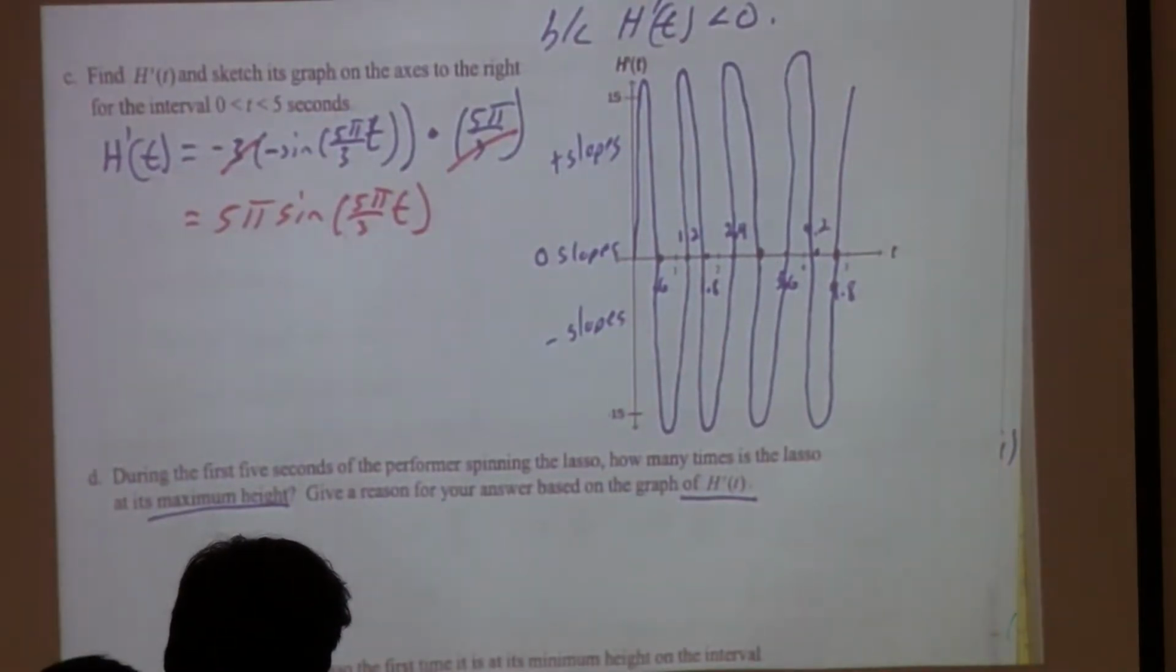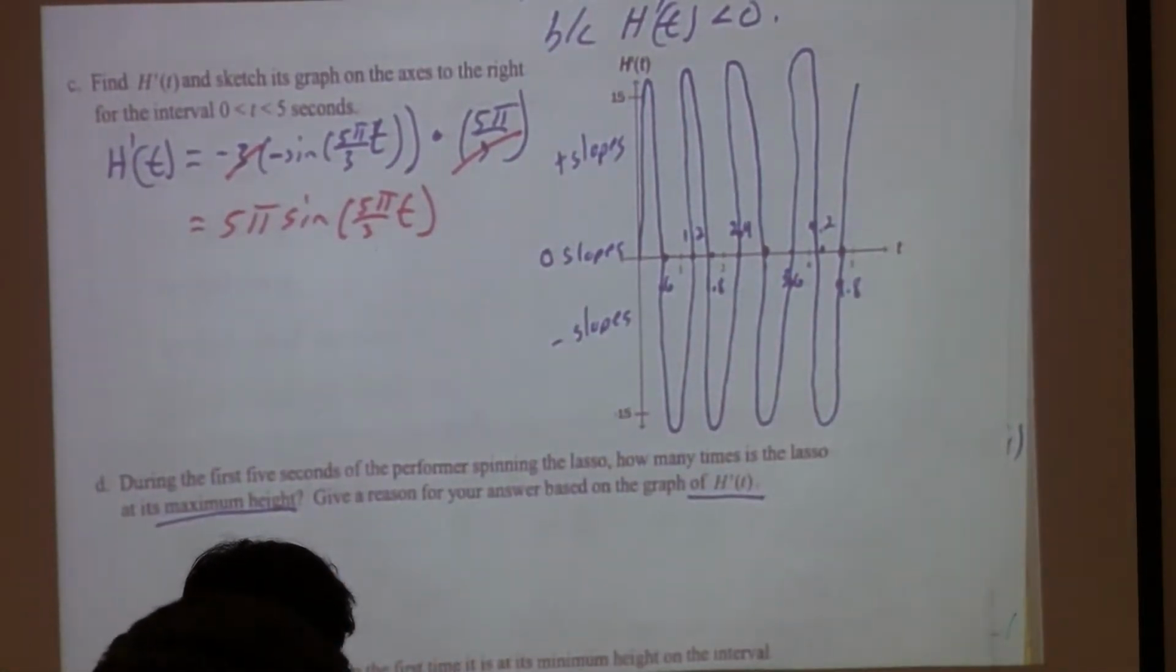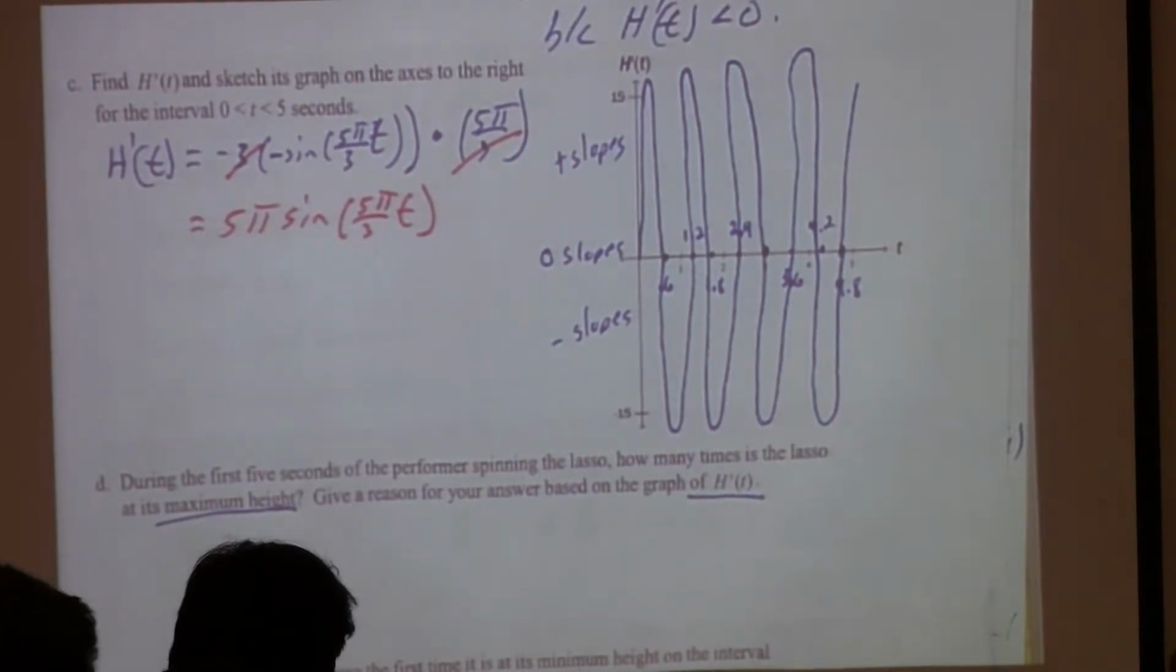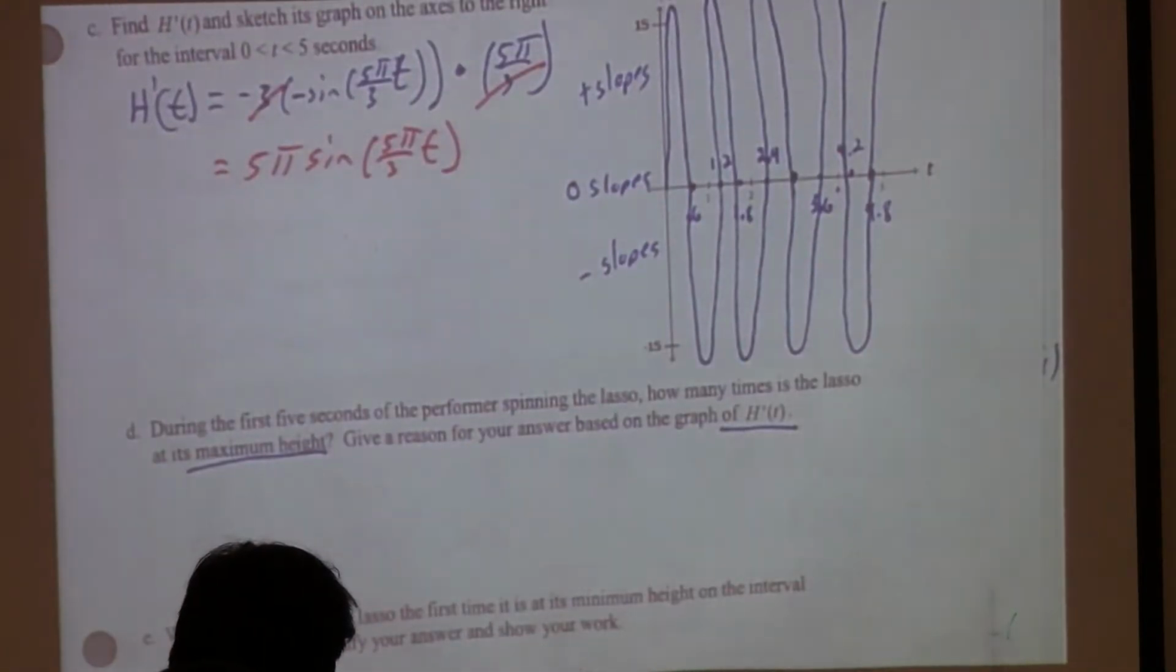So, do I always have a maximum anytime the slope is 0? Or could I have a minimum when the slope is 0? Yeah. I could have a minimum as well, right? So how do I know which ones are the maximum? The function goes from increasing to decreasing, but the derivative changes from?